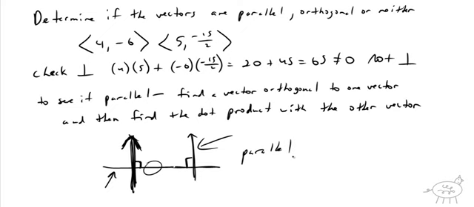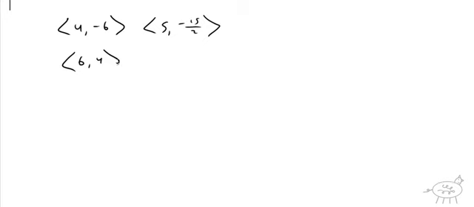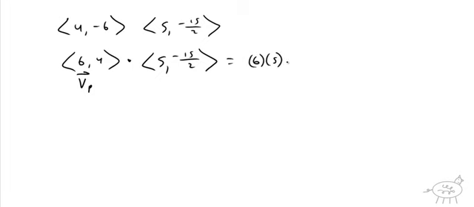Let's actually check that. My original vectors were 4, negative 6, and 5, negative 15 halves. I'm going to find a perpendicular vector to 4, negative 6. I just switched the values and changed the sign, so I'm going to make it 6, 4. That's a perpendicular vector. Now I'm going to do the dot product of that vector and the other original one. If these are perpendicular, then the original ones were parallel. It's 6 times 5 plus 4 times negative 15 halves. That's a 2 and that's a 1. So we get 30 minus 30. Sweet, so these are parallel.